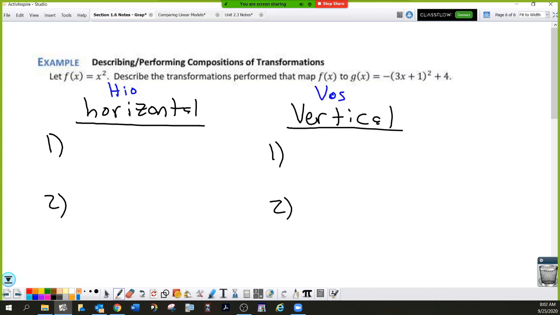Horizontal, inside, opposite. So which part of the inside do I have to describe first? The 3 or the plus 1? The plus 1, because the order of operations in reverse. The plus 1 must be described first. So x plus 1 is what kind of transformation, on the inside, if you see x plus 1? 1 unit to the left. So it's shift left 1 unit.